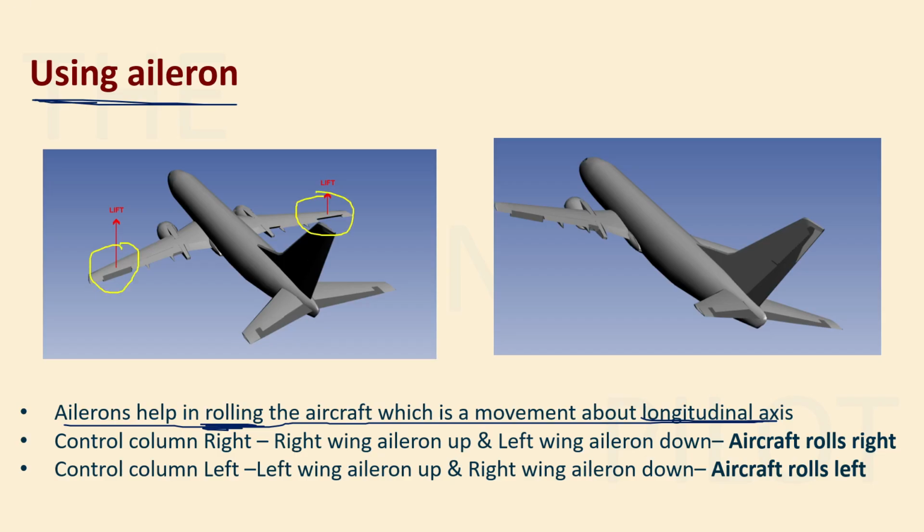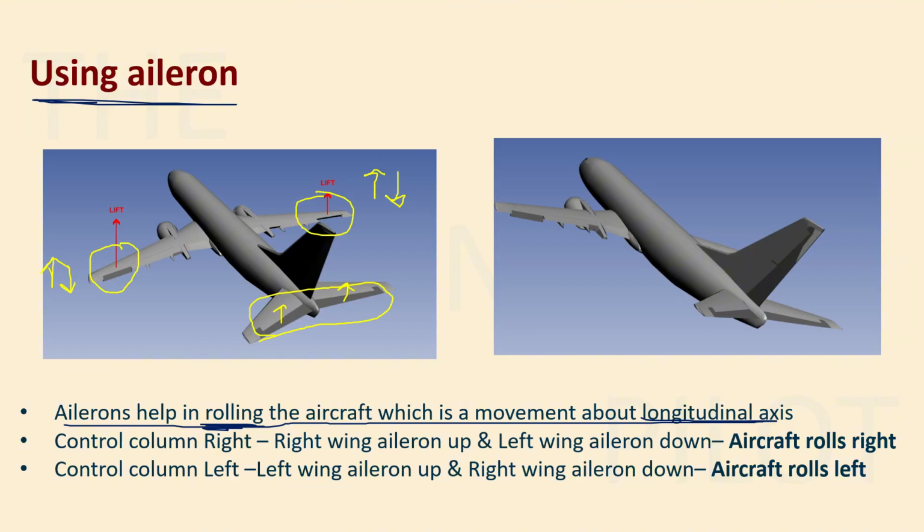So you have one on each wing, and the ailerons move in opposite directions to each other. If this aileron is moving upwards, then this one will move downwards. If this one is moving downwards, then this aileron will move upwards. All right, so ailerons move exactly opposite to each other, unlike your elevator. With the elevator, you can see that both halves move upwards, but ailerons are opposite to each other.